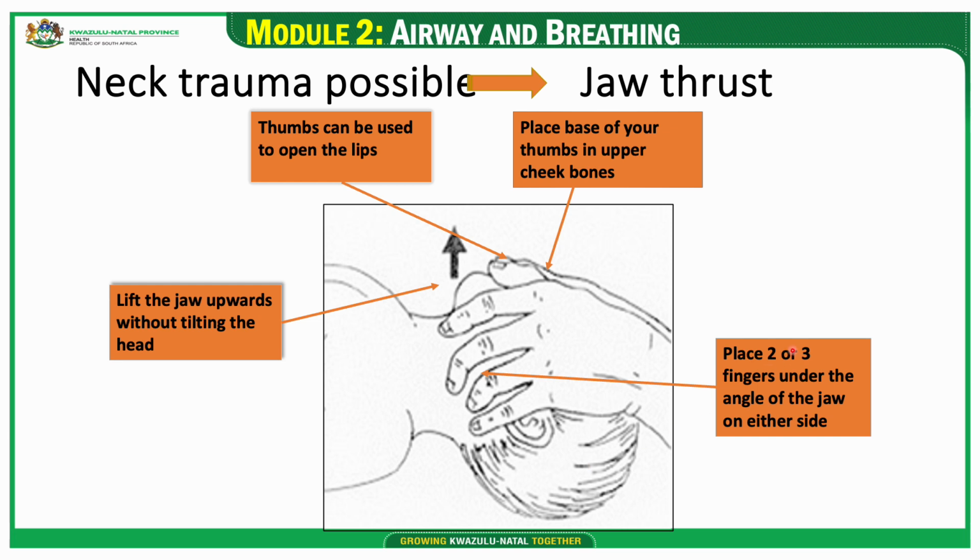And the way we do this, first of all, you would place your hands on the patient's face with the base of your thumbs on their cheekbones on either side. Then using 2 to 3 fingers at the angle of the jaw on either side, you're going to thrust the jaw upwards. Once you've done that, you can use your thumbs to open the mouth. You will need an assistant to remove any foreign body or to suction for you because your primary responsibility will be to make sure that the neck remains immobile.